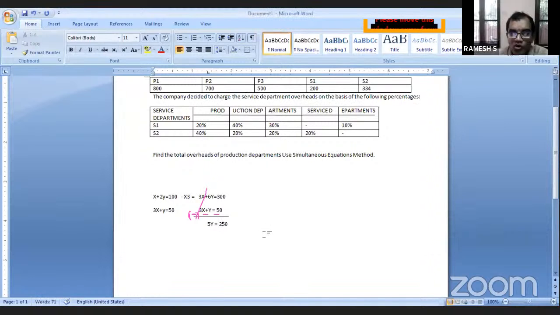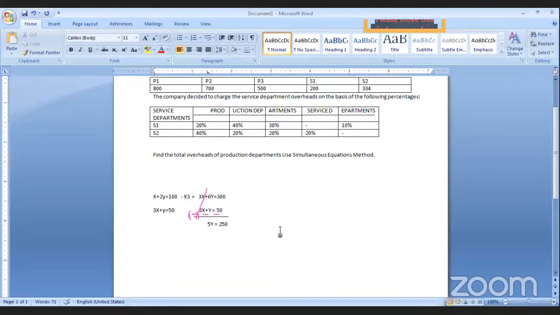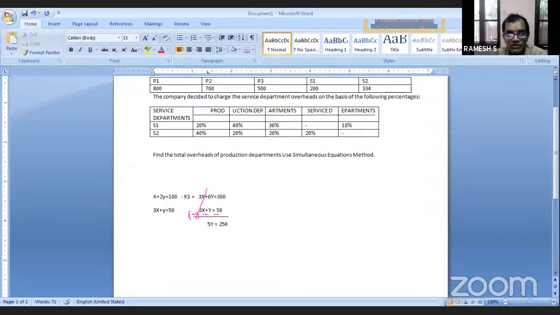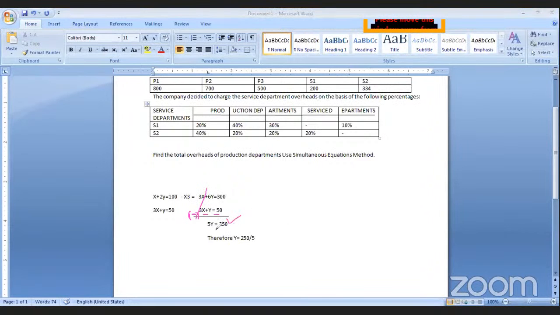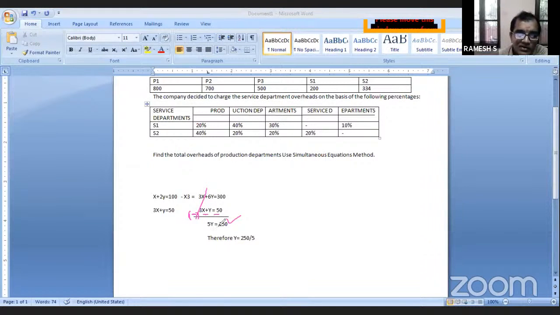So this, I hope you recollected. Up to 10th class we have done problems like this, finding out the x value and y value. Now, therefore, y is equal to 250 by 5. This 250 is on the right side, y is equal to 50, sir, whereas 5 is multiplying y.